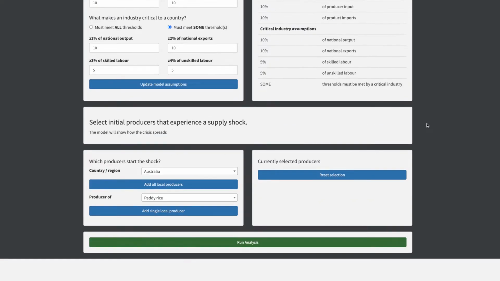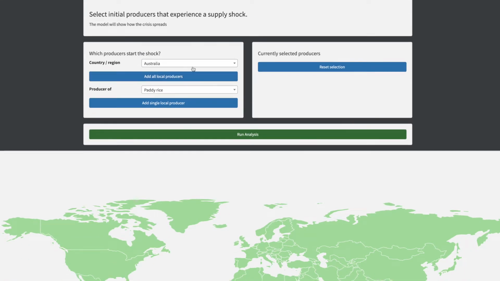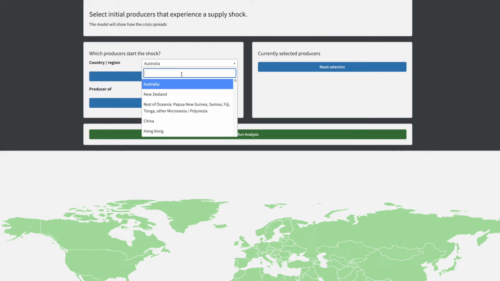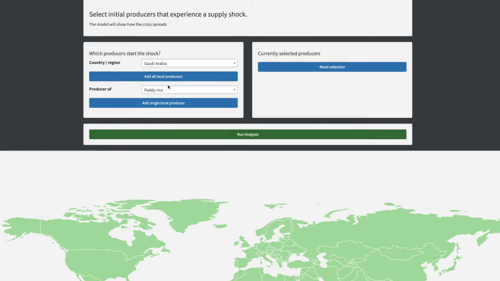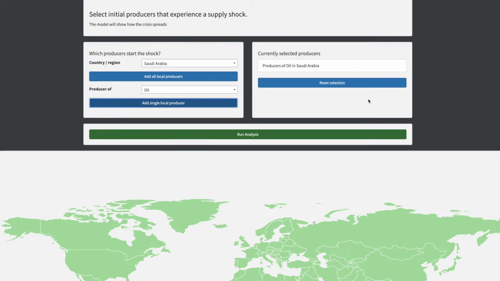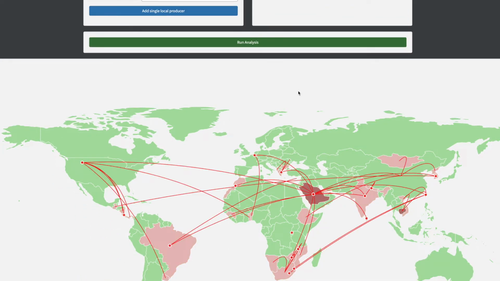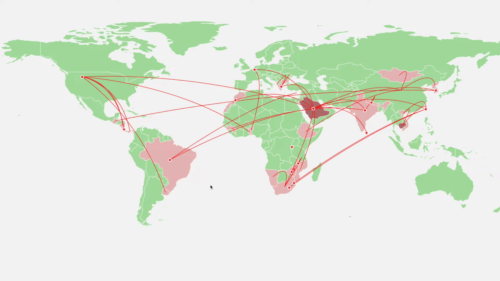ShockNet uses data from the Global Trade Analysis Project to figure out the links between different industries, and it allows us to run some what-if scenarios. So imagine you're a policymaker in Guatemala and you want to know whether a supply shock to Saudi Arabian oil that's just started is going to affect your country. We can run that analysis. So we can see the shocks transferring from country to country and eventually ending up in Guatemala.